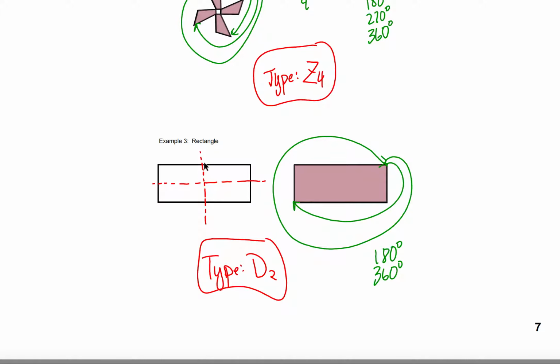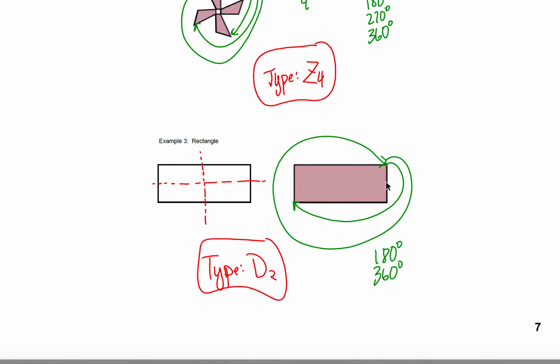Let's look at a rectangle. If I were to draw a line directly through the center, vertically this way, and flipped it, reflected it across that line, it would look like itself. If I did the same thing with this horizontal line, again, it would look just like itself. So it has 2 reflective symmetries.